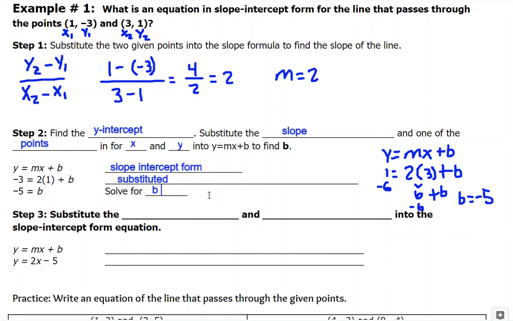Okay, so then once we find b, we substitute the slope and the y-intercept into our slope-intercept form. Our slope-intercept form is y equals mx plus b, and then we plug in our slope, which was 2, and our y-intercept was -5, so we have y equals 2x minus 5, and that's our final answer.